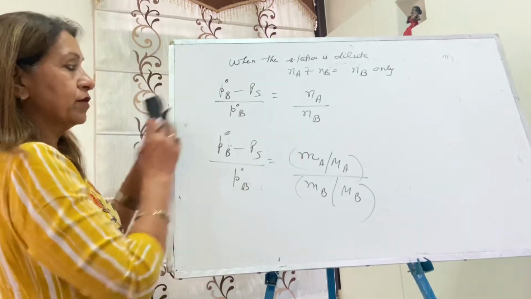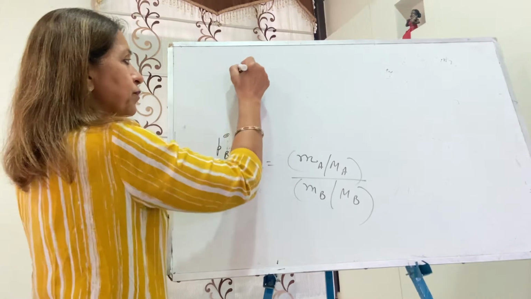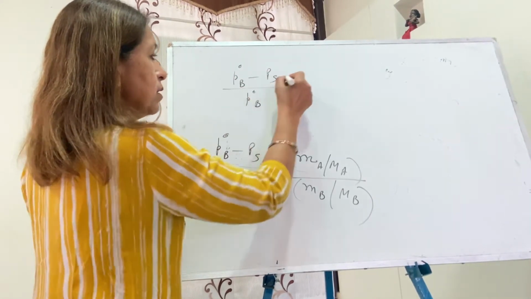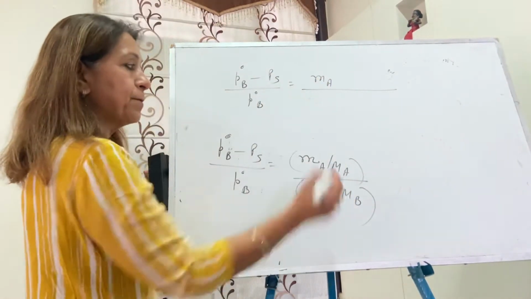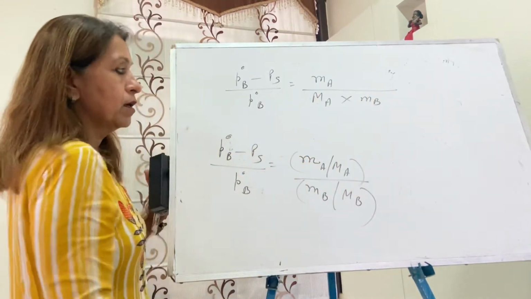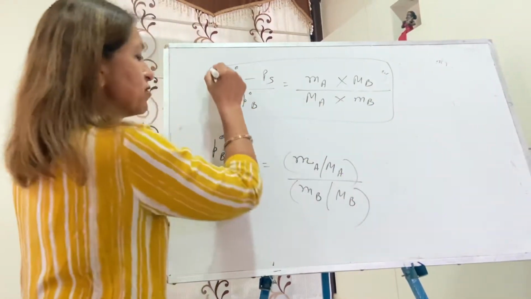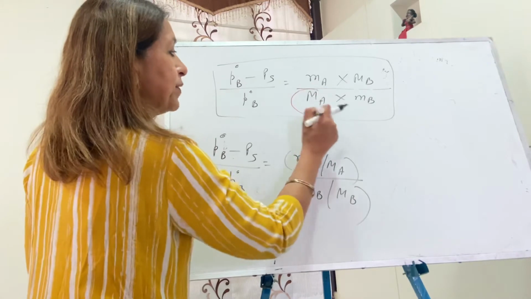Or you may write (P naught B minus PS) by P naught B is equal to small ma by capital Ma, small mb by capital MB. Round it off. Now let us start with the numericals. So this property is used to calculate capital Ma.